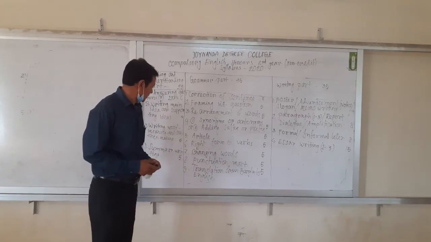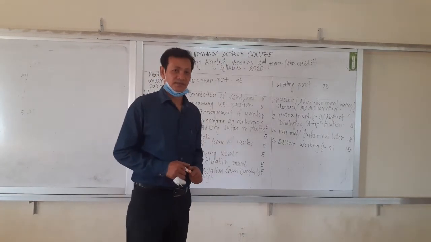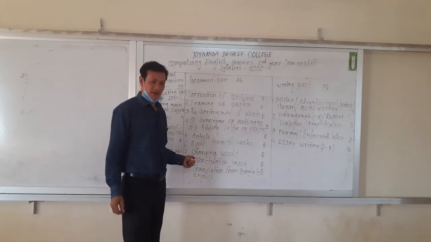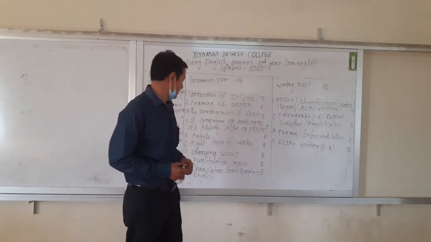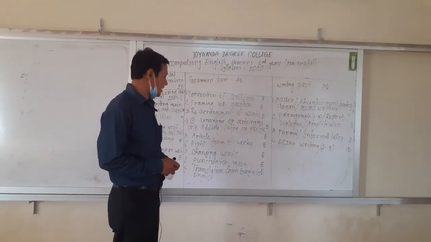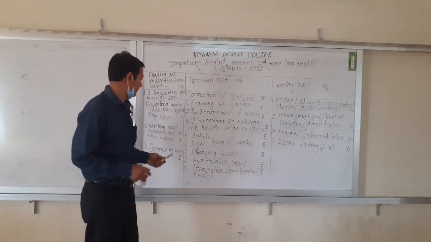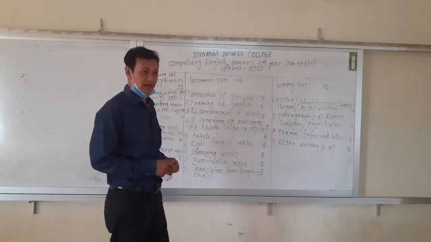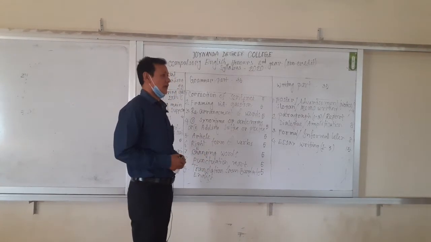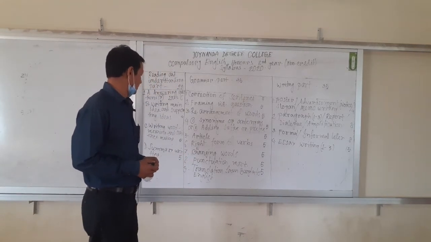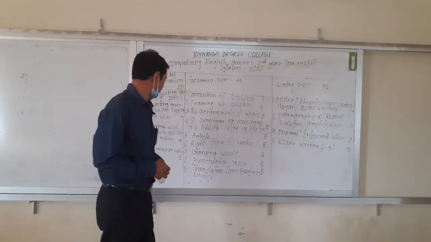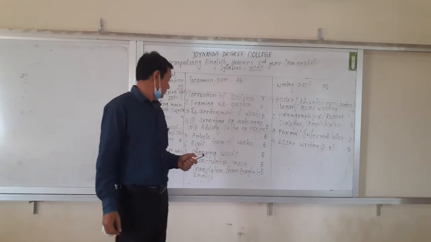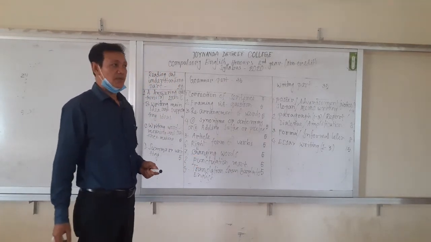Next one is changing words. 7 words will be given in this question, and direction will be given in brackets after the word. You have to change the word according to the direction. That means the form of the parts of speech or word making: noun, adjective, verb or adverb.